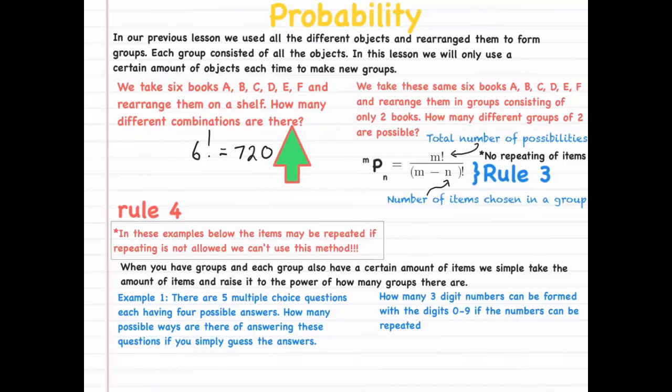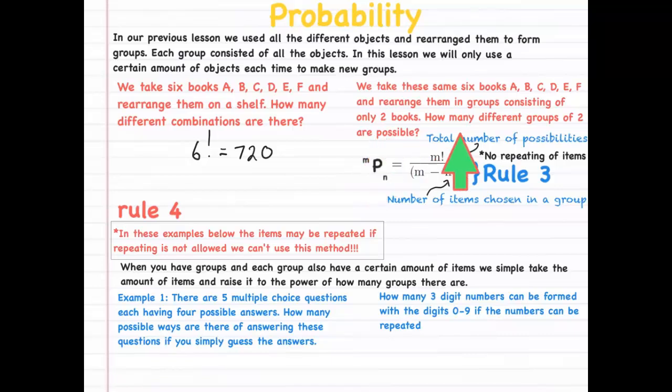Now, look at this example. We take these same 6 books, okay, A, B, C, D, E, and F, and rearrange them in groups consisting of only 2 books. So here we used all 6 books and we rearranged them on a shelf, and that's how many possibilities. Now we just want to use 2 books at a time. For example, A, B, or B and E, and C and D, and see how many different combinations of 2 we can get, okay? So we take these same 6 books and rearrange them in groups consisting of only 2 books. How many different groups of 2 are possible?